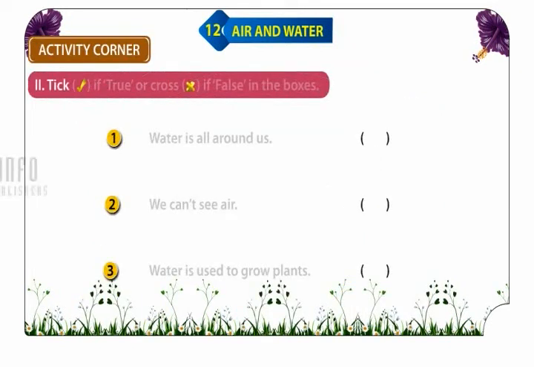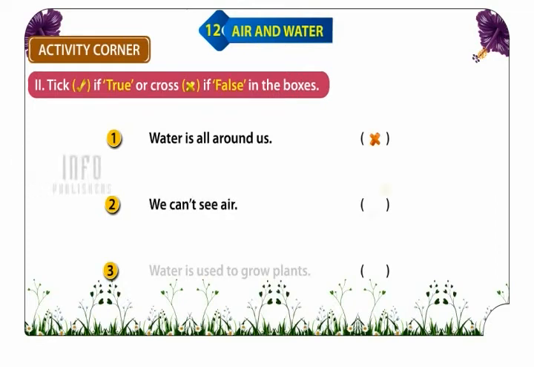Tick if true or cross if false in the boxes. 1. Water is all around us. False. 2. We cannot see air. True. 3. Water is used to grow plants. True.